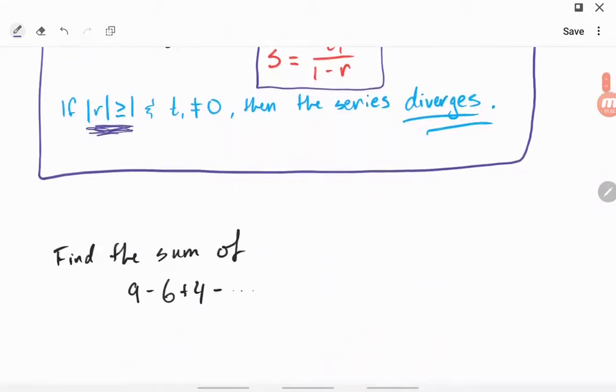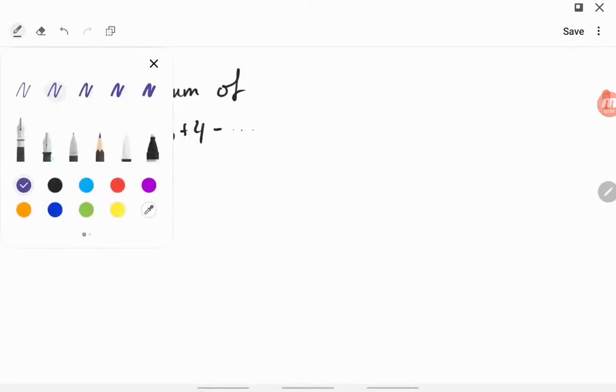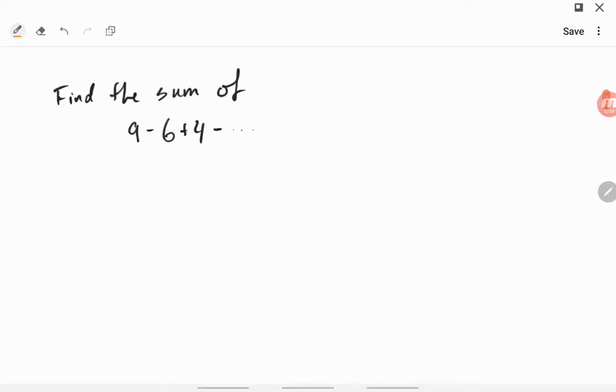Okay, so let's look at a problem. Let's find the sum of this series. So I've got 9 minus 6 plus 4 minus and so on. To solve this, I just need to use my nifty little formula, S equals T1 divided by 1 minus R. It's so simple. What's my first term? Well, the first term is just 9.